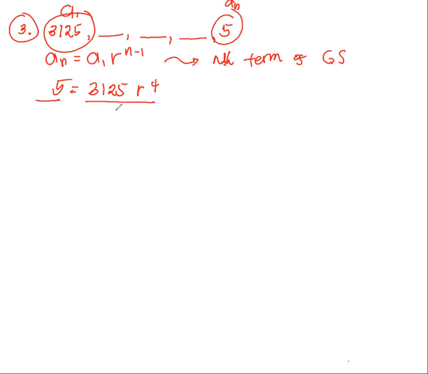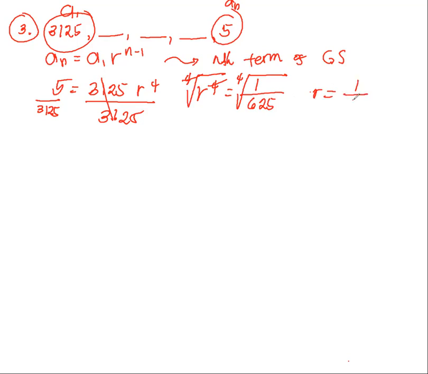Divide both sides by 3,125. Cancel. So our r raised to 4 is equal to 5 divided by 3,125, and that will give you 1 over 625. And you get the fourth root. So we'll have r is equal to 1 over 5.